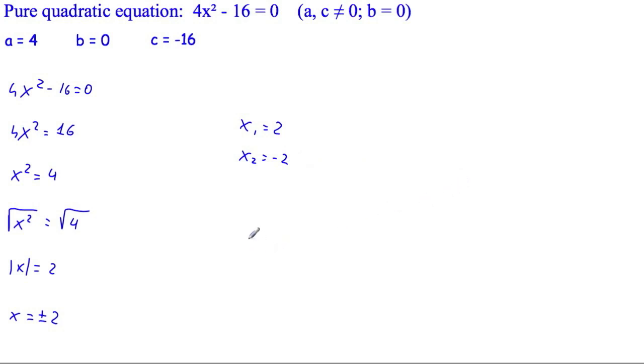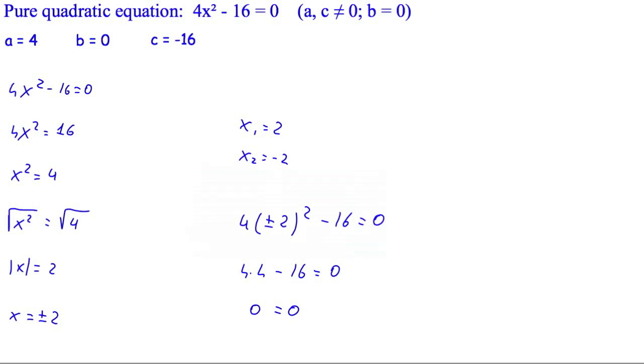Let's now try to substitute the two roots for the x in the equation. 4 multiplied by plus or minus 2 squared minus 16 is equal to 0. 4 times 4 minus 16 is equal to 0. And so 0 is equal to 0. The identity is verified.